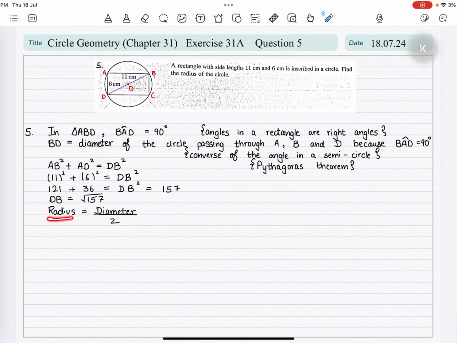So we're going to say radius is equal to diameter upon 2. We know that. We're going to insert the value of diameter, that is root 157 divided by 2, and we're going to get the answer as 6.26 centimeters, and that is our answer. Answer is equal to 6.26 centimeters.